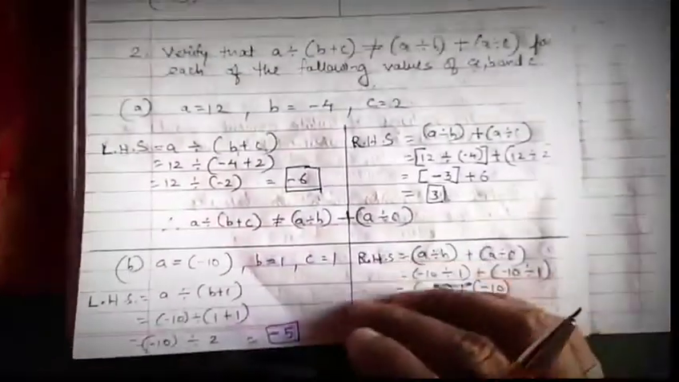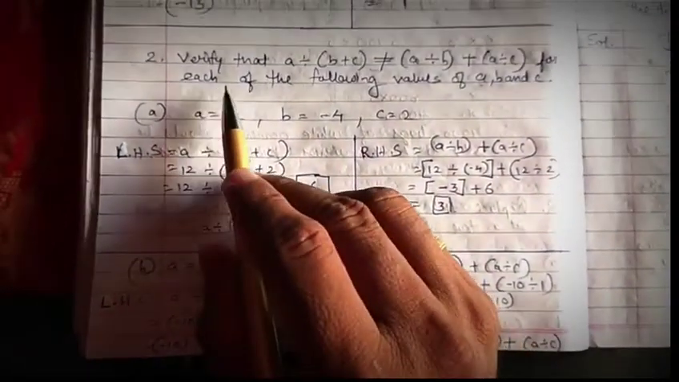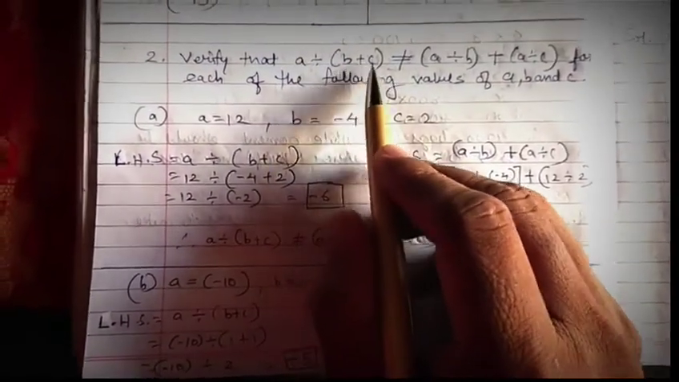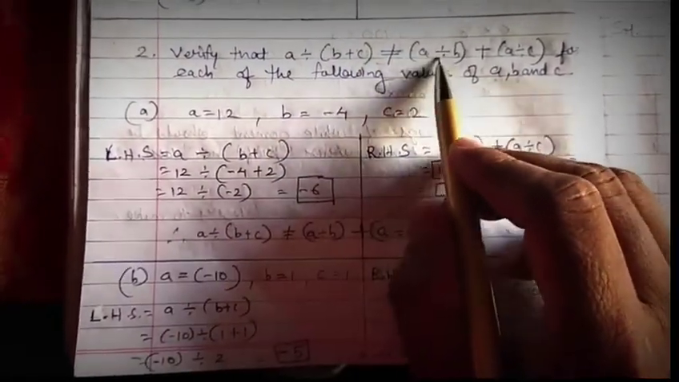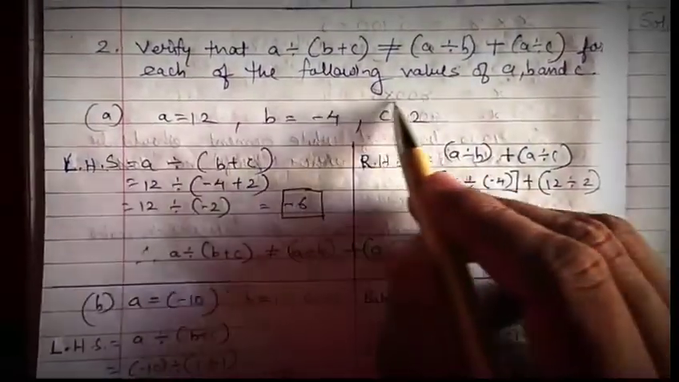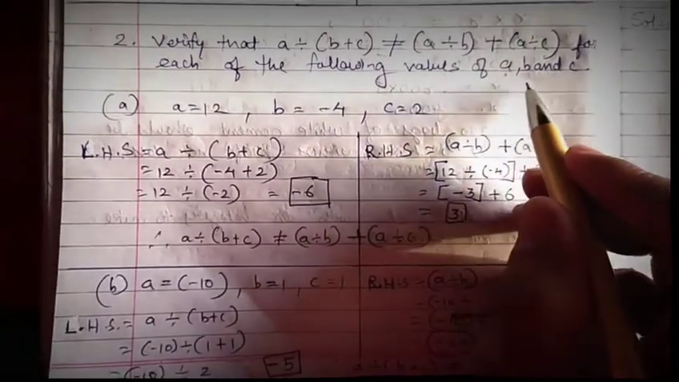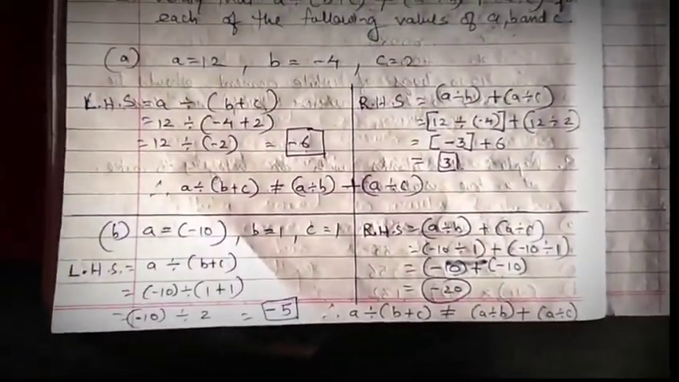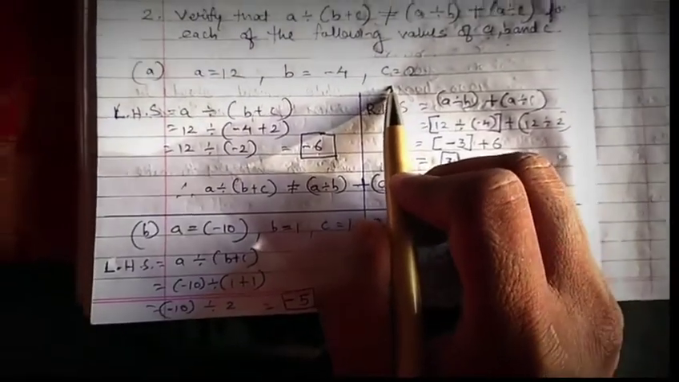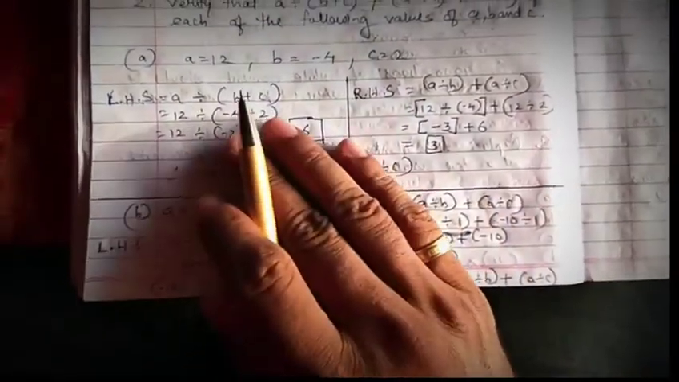Now let us see our question number 2. Verify that a divided by b plus c is not equal to a divided by b plus a divided by c for each of the following values of a, b and c. Now here some values of a, b and c, some integers are given. We just have to verify both the conditions. We have to verify whether they are not equal or not.